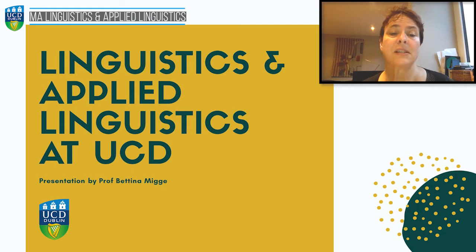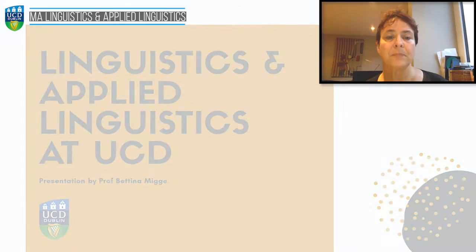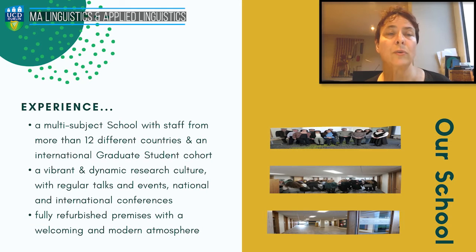The MA in Linguistics and Applied Linguistics is part of the School of Languages, Cultures and Linguistics. It is a multi-subject school, and the staff, as well as the graduate students, come from lots of different countries in Europe and outside of Europe. We have a very vibrant and dynamic research culture. So we have lots of talks and events, both national and international conferences. Another thing that's important to know is that we have a very welcoming and modern atmosphere in our newly refurbished premises.